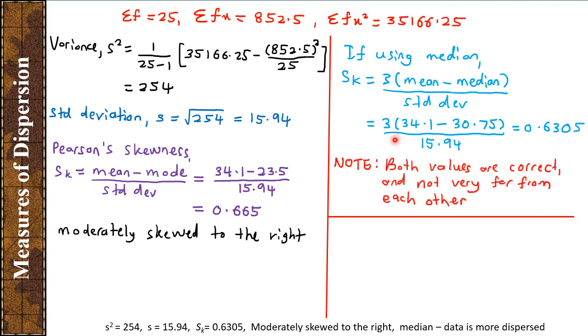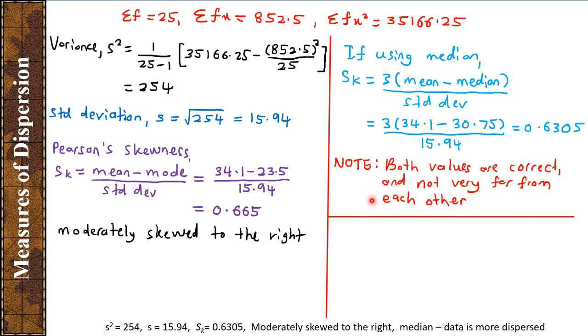But don't worry about that. Both values are correct, okay? And it's not very far. And if you want to put the conclusion, since it is also greater than 0.5 but less than 1, the conclusion would be the same, right? Which is moderately skewed to the right. So no problem. Either you want to use the median or the mode formula. Okay, don't worry about that.